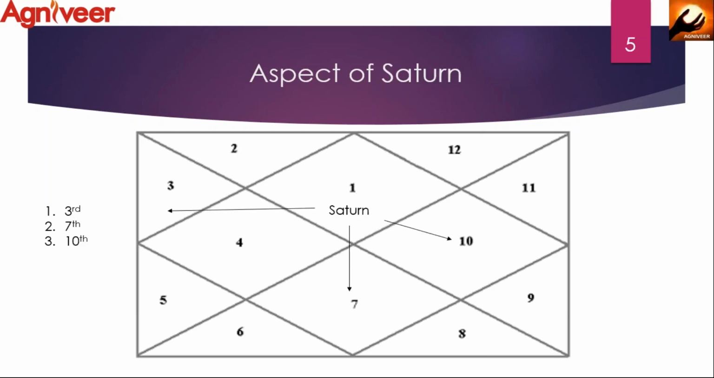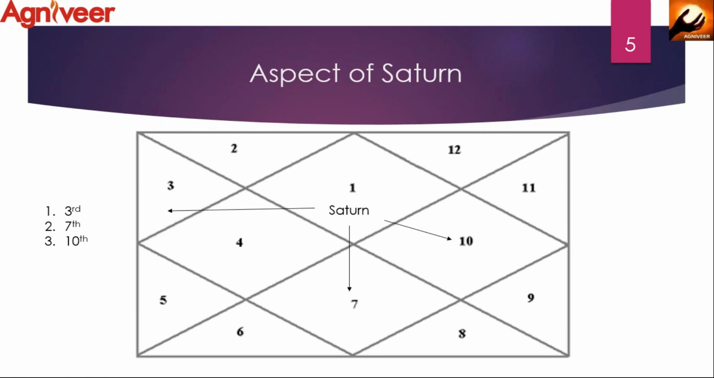So moving on to Saturn. Saturn has third aspect, seventh aspect, and 10th aspect. This is a bit different from Mars and Jupiter, but seventh aspect is common to all of the planets. The only exception is Saturn, which has a third aspect and 10th aspect. So there is a reason why Saturn has a third aspect.